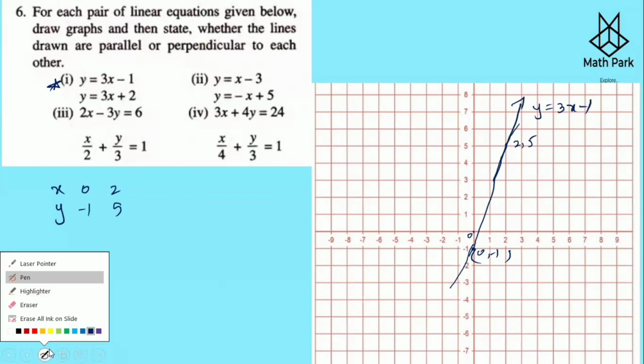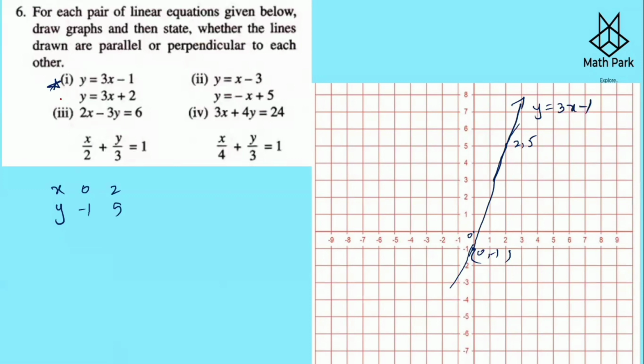Now let us draw the graph for another line, which is y is equal to 3x plus 2. So let us make the points for that. If you put x is equal to 0, you get y is equal to 2. If you put x is equal to minus 2, 3 times minus 2 is minus 6, minus 6 plus 2, you get y is equal to minus 4. So (minus 2, minus 4). Let us plot these 2 points, (0, 2).